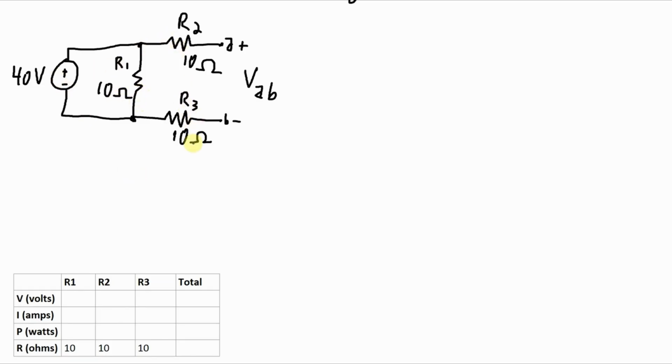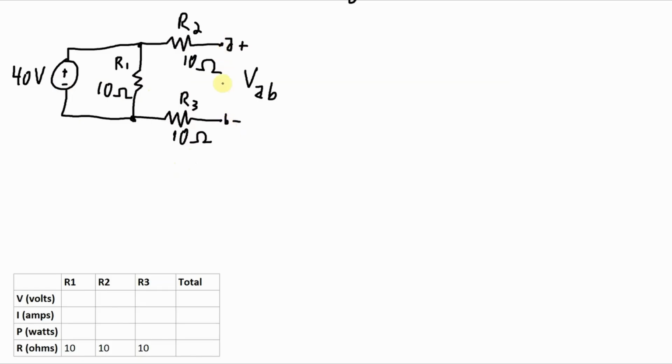All right, next circuit, we have a 40 volt source, R1 of 10 ohms, R2 of 10 ohms, and R3 of 10 ohms. But let's take a look at what's really going on in the circuit here. We have 40 volts applied across R1, and then we have R2, and that's just hanging to a connection over here that I've labeled A, and R3, that's also just hanging over to a connection that I've got labeled here B.